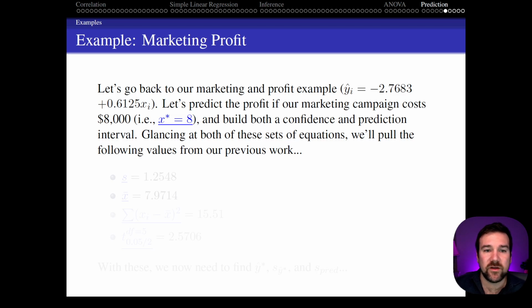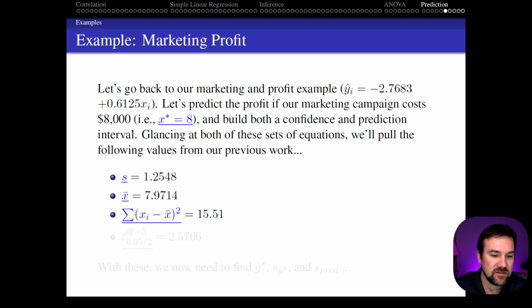All right, so let's try this with our marketing profit example. I've got my predicted regression equation, and let's say I'm trying to predict the profit if my marketing campaign costs $8,000. In the scale of my x variables, remember it's in thousands, so my x star would just be 8. I'm going to build both a confidence interval and a prediction interval. Looking at these equations, I'm going to need S, my x bar, my sum of xi minus x bar squared, and my t.